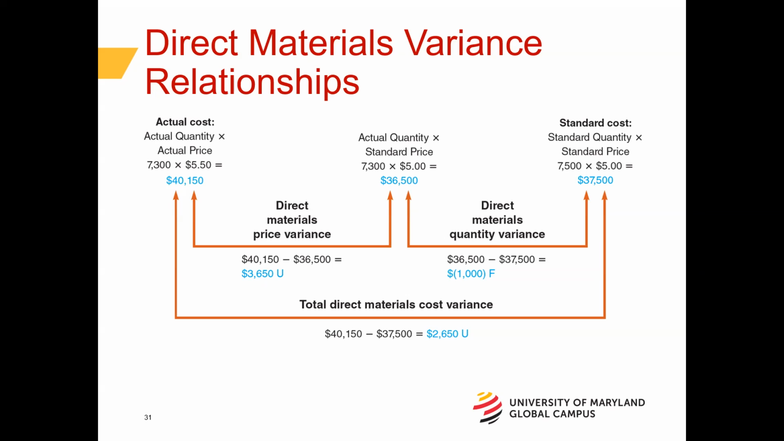That gives us a total variance of 2,650. We take our price variance minus our quantity variance to get us to 2,650 unfavorable.